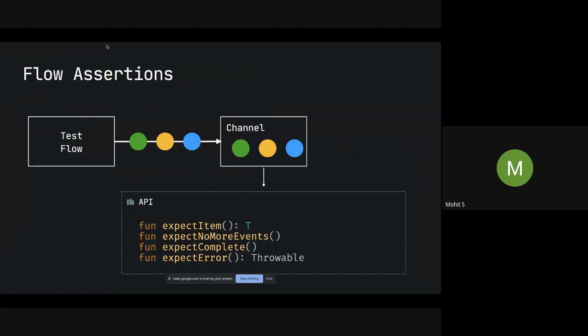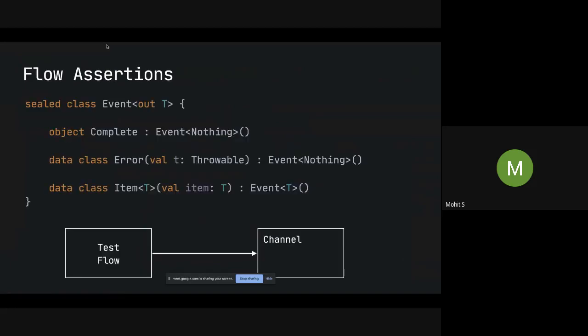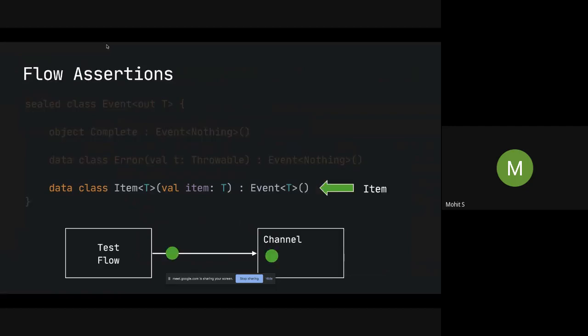So you could use the method expect complete. If there's an error, it also handles that. And the way it works is that everything your test flow is emitting has an event associated with it. For example, suppose your test flow emits an item, and it goes into the channel.